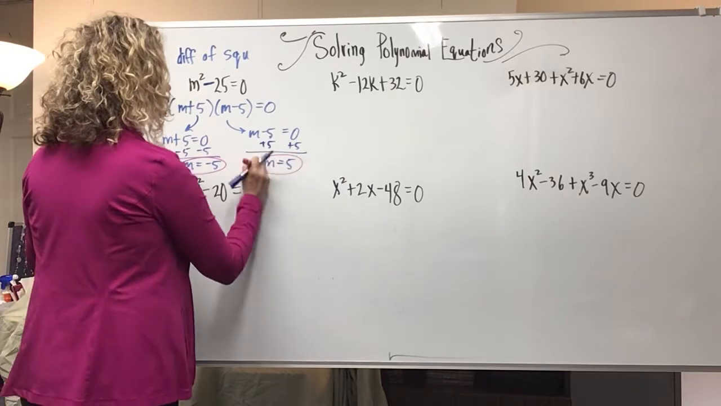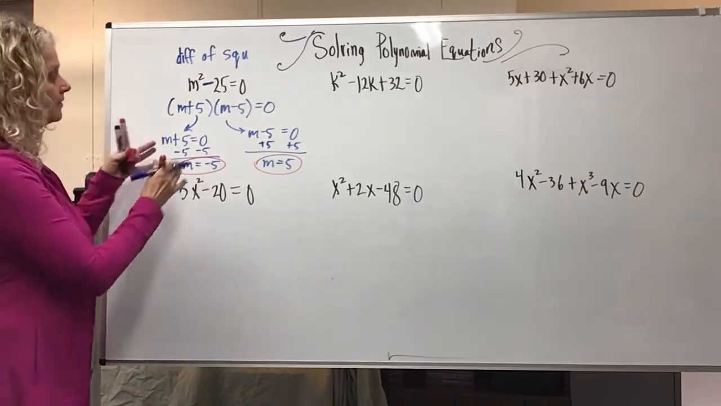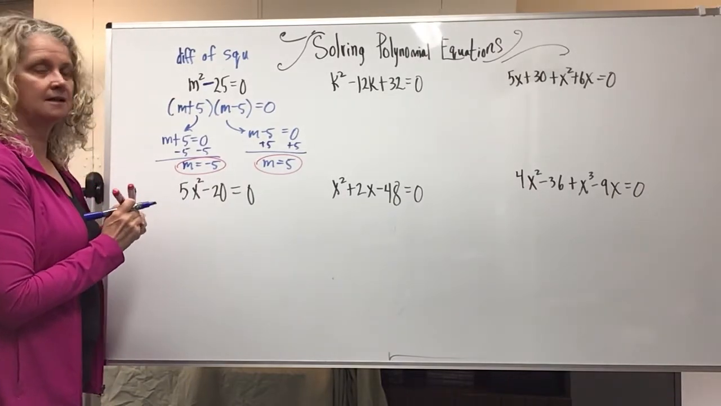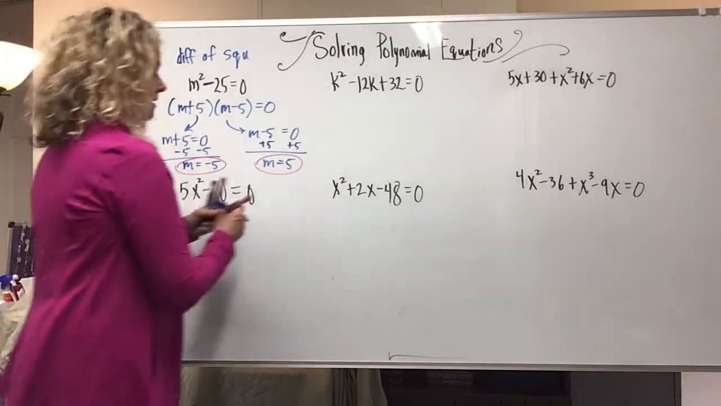So in this case, there are two solutions. Later you're going to find out that's where the graph, if we were to graph this, crosses the x-axis, or in this case the m-axis.